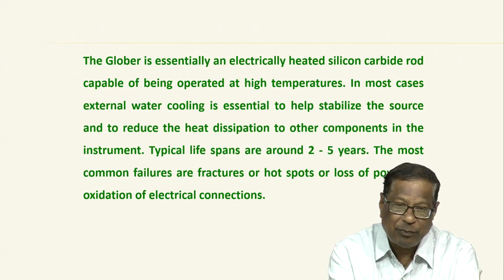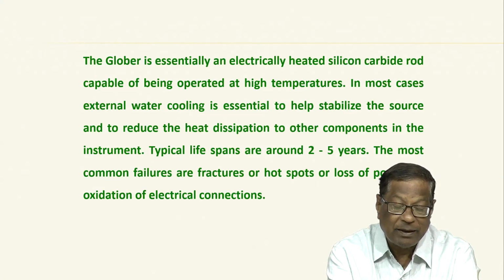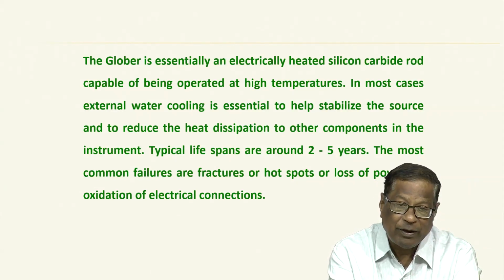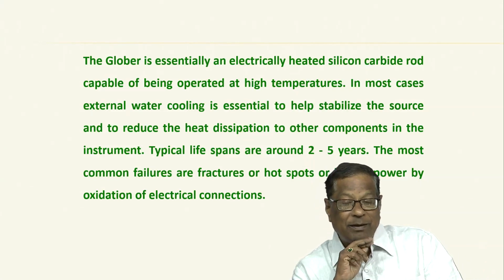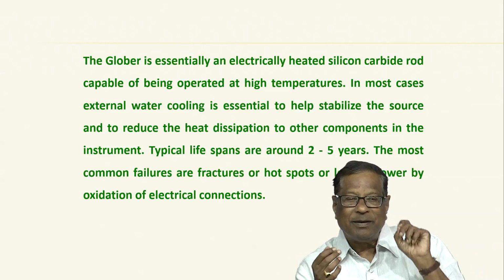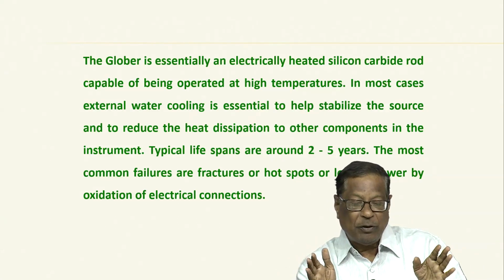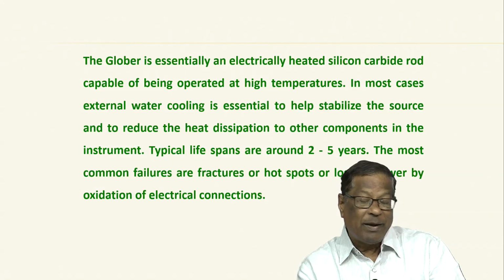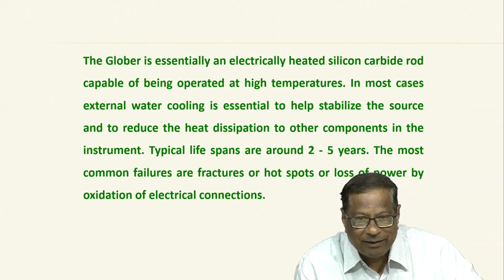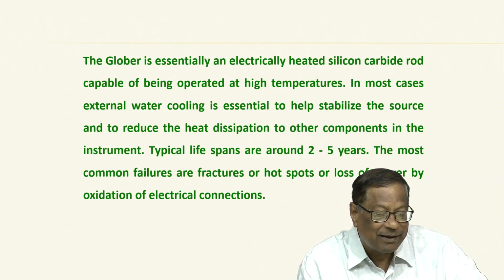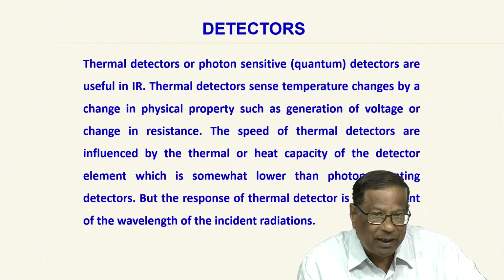So, the typical lifespan of a silicon carbide source is about 2 to 5 years. Most common failures, how do they occur in silicon carbide? They break. As usual, they develop hot spots or loss of power by oxidation of the electrical connections. It is not the electrical wires, but it is the connector that is affected. So, that is about the sources.